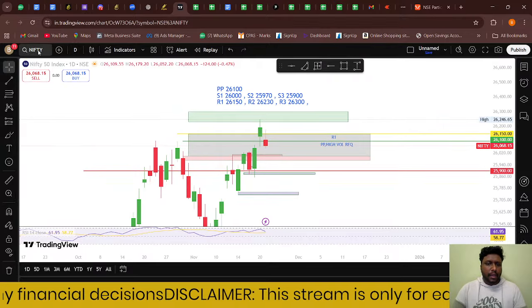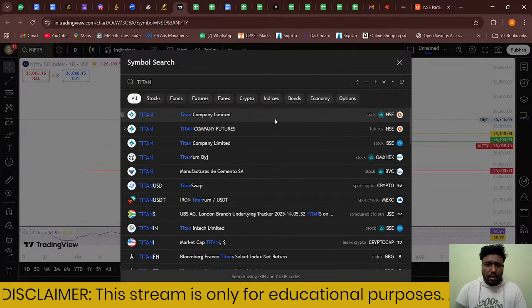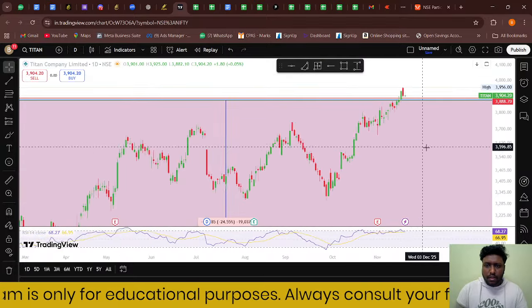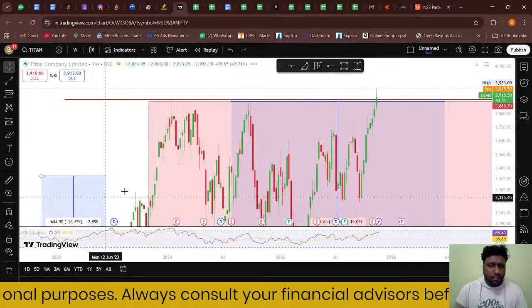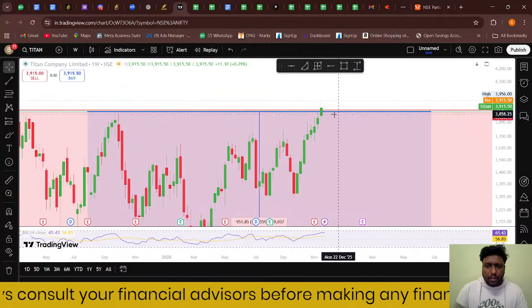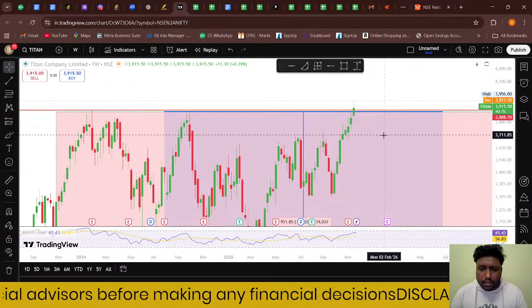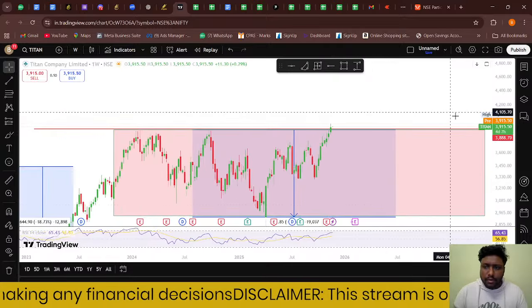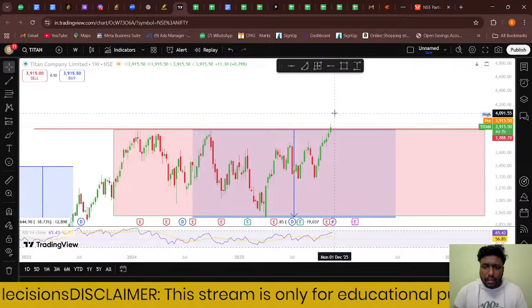Last time I explained about Titan. So Titan came back to its breakout line. If you see on Titan, it gave a rectangular pattern breakout, a multi-month, multi-year breakout. It had a previous high in January.